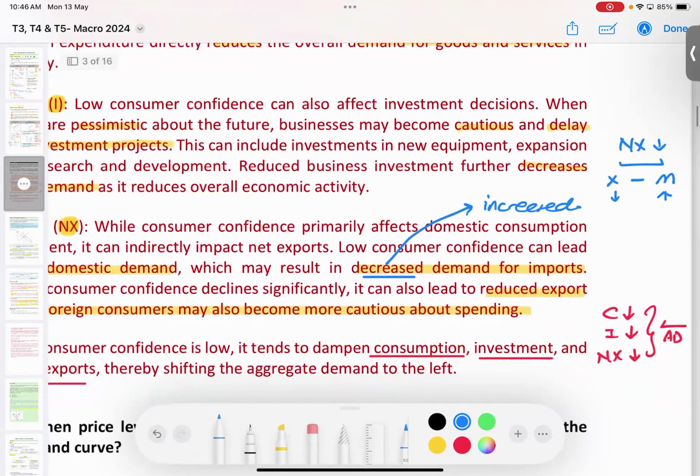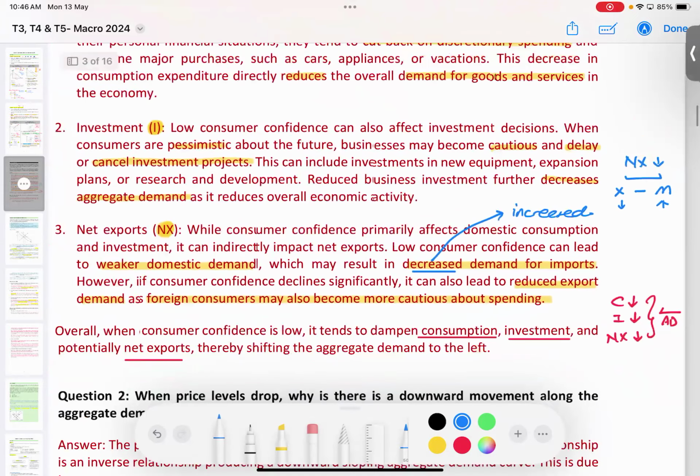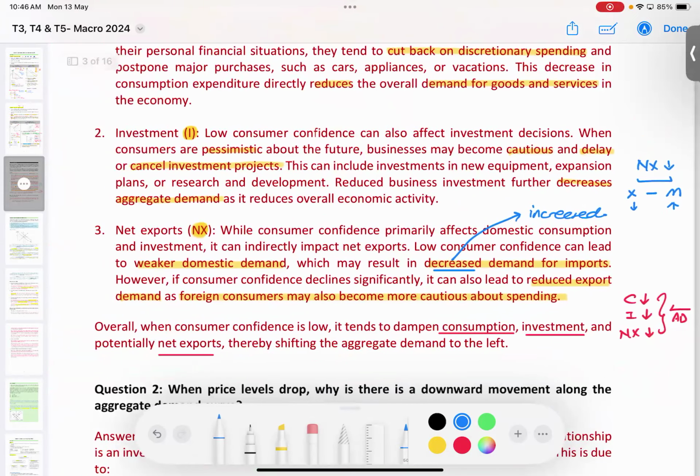So you see weaker domestic demand, yes, exports going down, and also foreign consumers will not buy. So exports going down and imports going up. But anyway, at the end the net exports are falling down. Okay, the net exports falling down.